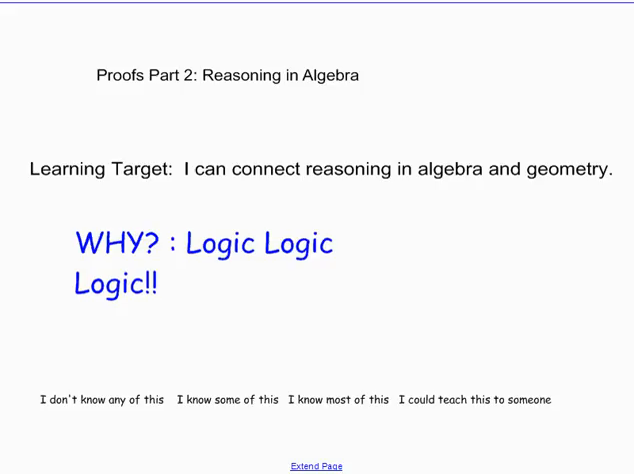So today we're going to work on Proofs Part 2, Reasoning and Algebra. This is the same learning target that we had in Part 1 when we were connecting reasoning in algebra and geometry. I know that this is something that you guys haven't seen. We started proofs the other day, and now we're going to continue and do an extension of that activity.